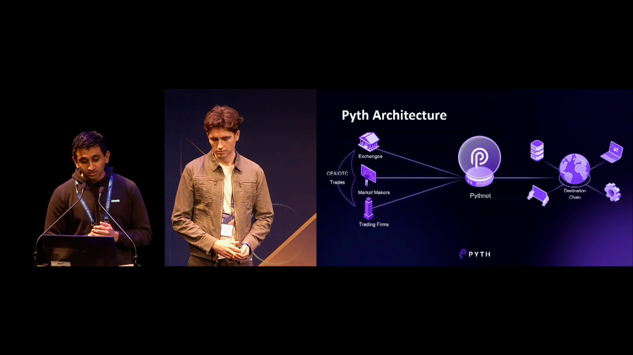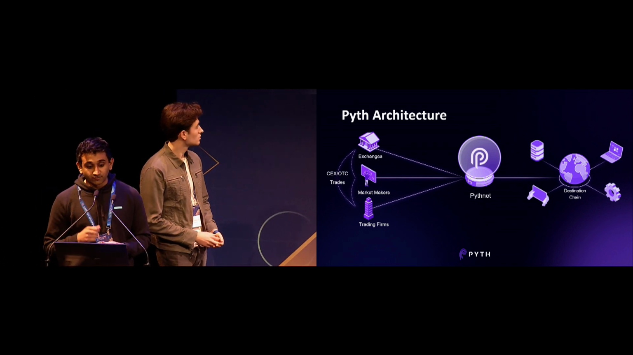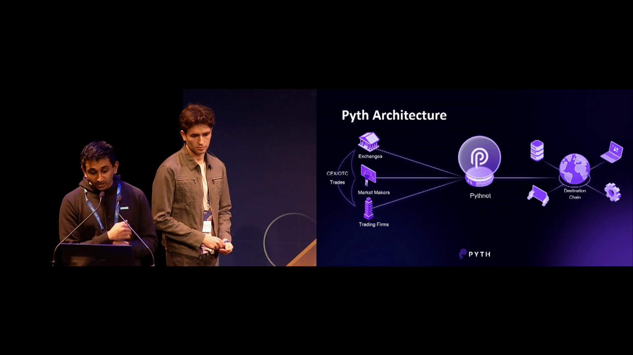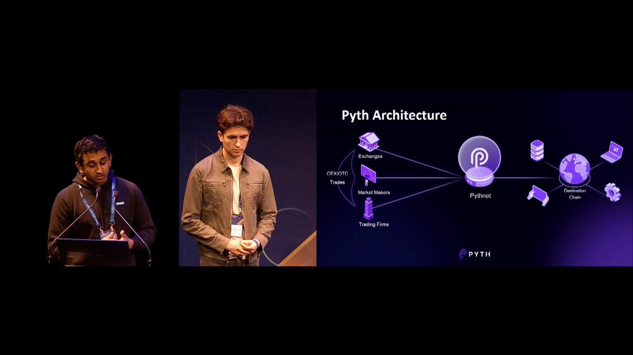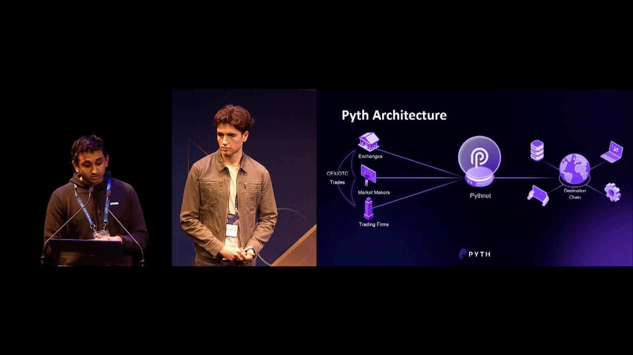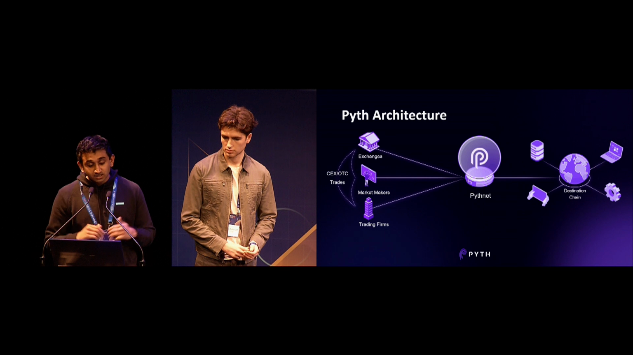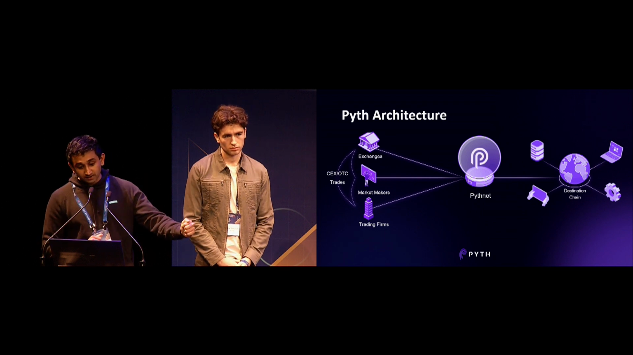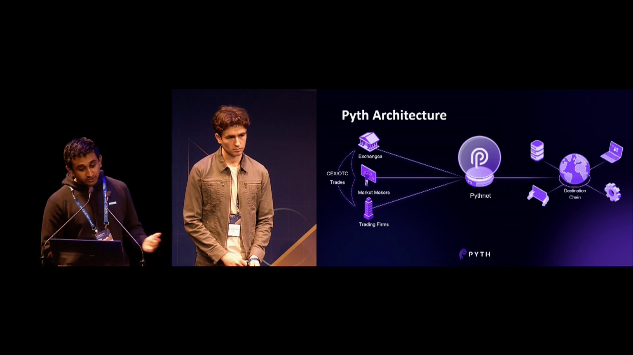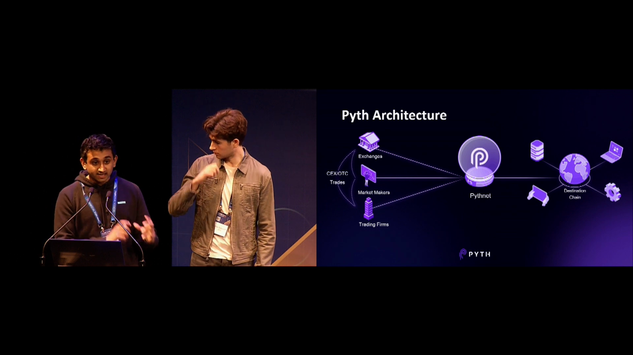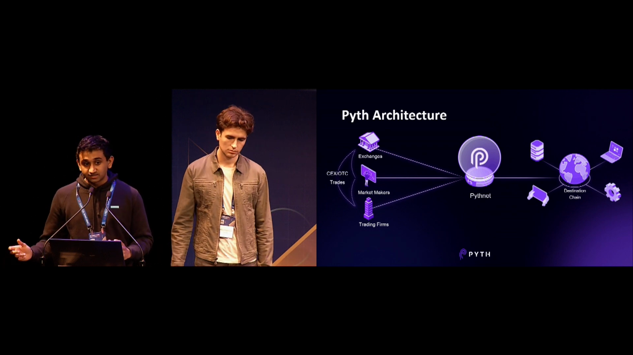So how does Pyth fundamentally work? Pyth sources data from first parties. That is trading firms, market makers, and exchanges, and they receive their pricing information by interacting with CEX and OTC trades. This information is then published to PythNet, which Alex will discuss later. And finally, that price can be taken from PythNet and relayed to any destination chain.